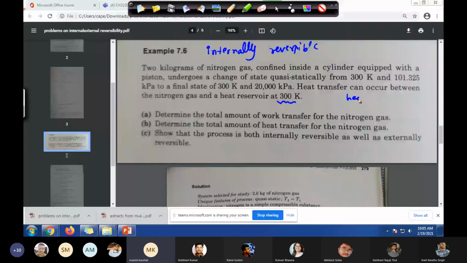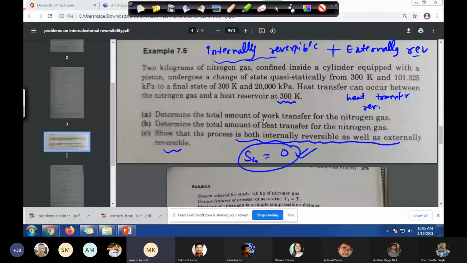So with externally reversible, what we expect is that this process should be overall reversible. This process is both internally reversible and externally reversible. So if you calculate Sg, it must come out to be 0. We know it from our fundamental knowledge, but we can check it mathematically also. So, determine the total amount of work transfer from nitrogen gas.